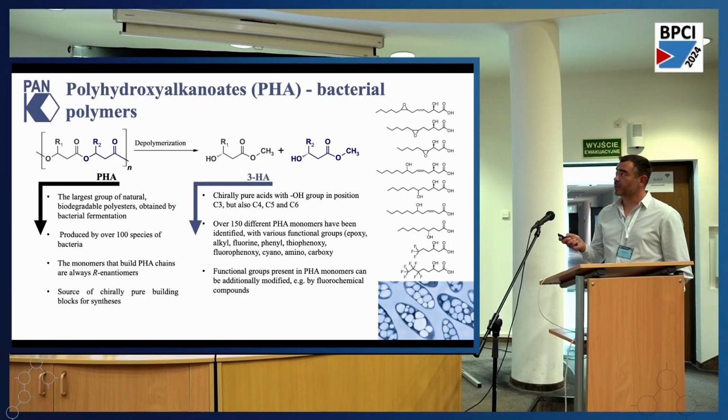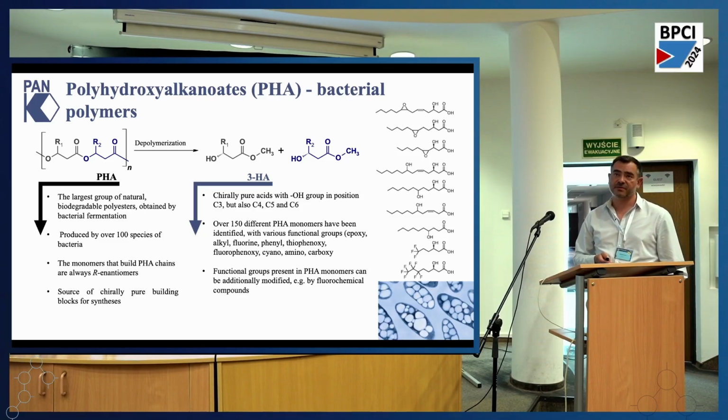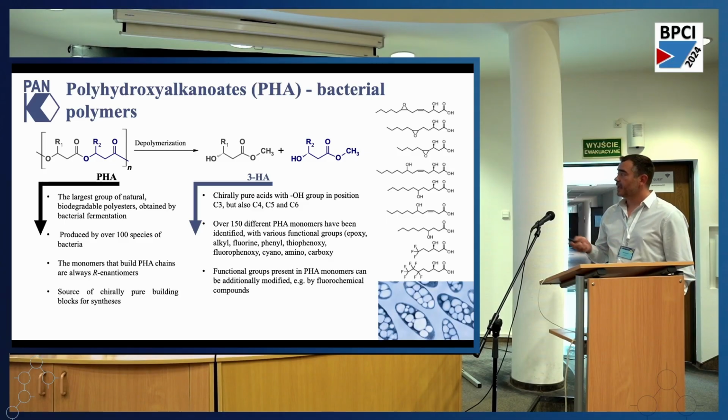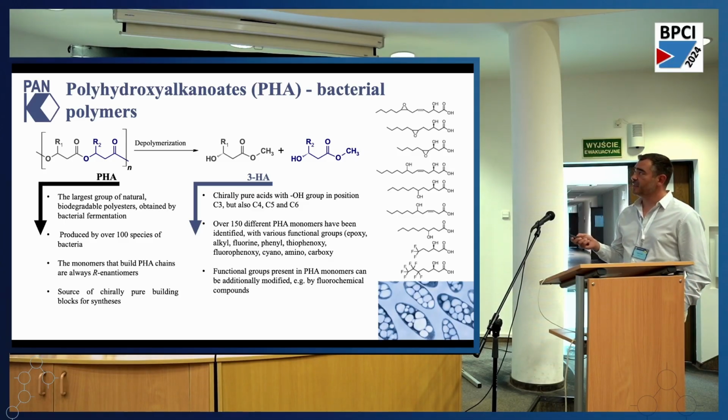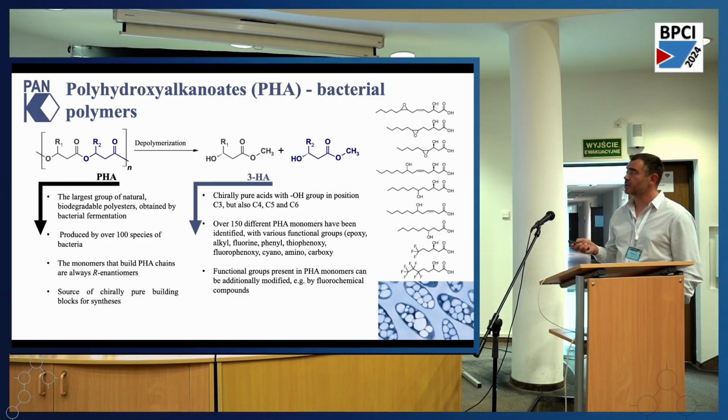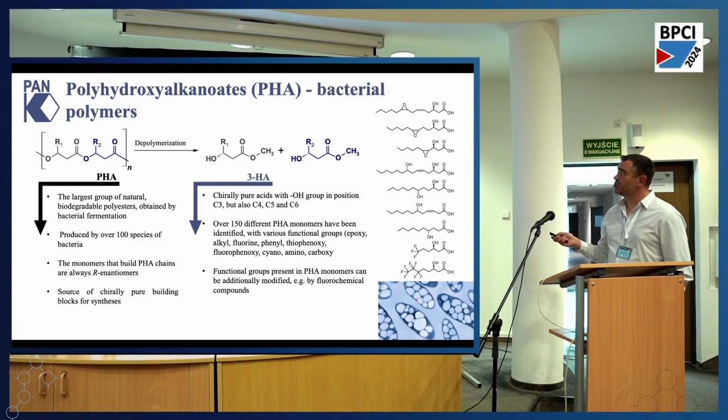Up to now, over 150 different 3-hydroxy fatty acids have been identified that can build these bacterial polyesters. Usually they are simple aliphatic monomers, but they can also have some really interesting groups attached to the end or within the alkyl chain of the monomer.